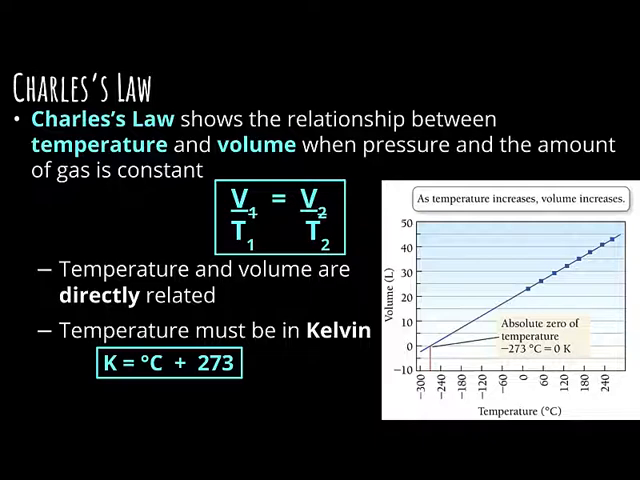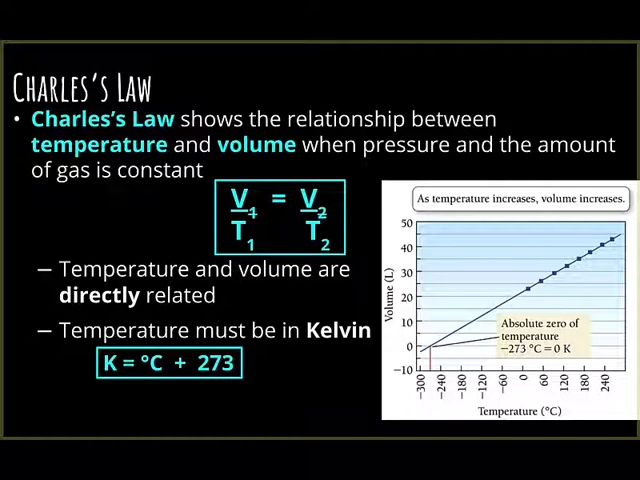For these, anytime you use temperature in gas laws, temperature has to be in Kelvin. So Kelvin is a temperature scale that we don't normally use because of the vastness of the scale. But to get to Kelvin, you're going to add 273 to the Celsius temperature. And we'll see how that works in just a minute here.